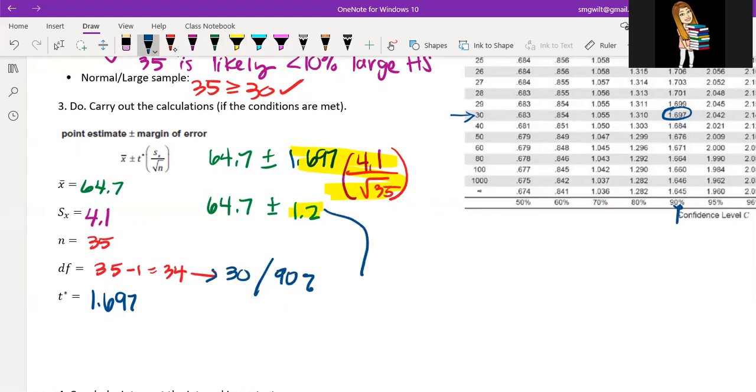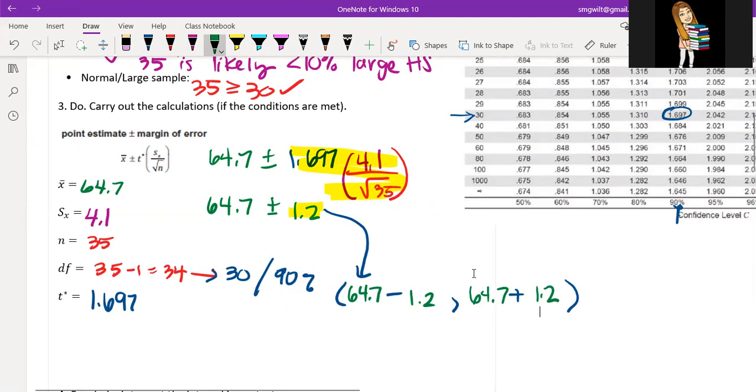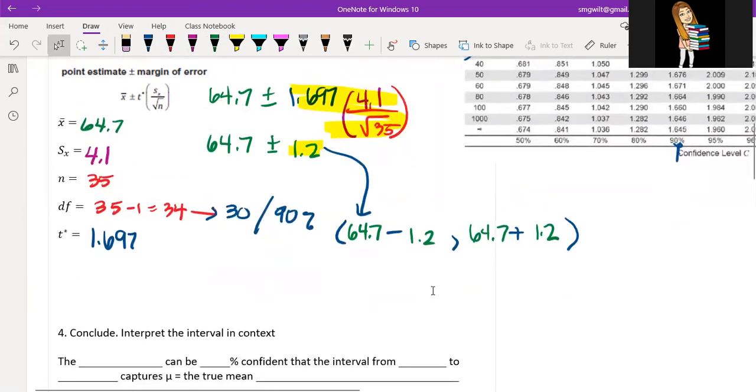My first value, my lower bound, is going to be the difference, and my upper bound is going to be the sum. So my lower bound is going to be 64.7 minus 1.2, and my upper bound is going to be 64.7 plus 1.2. If I subtract and then add those two numbers, my interval goes from 63.5 inches to 65.9 inches.